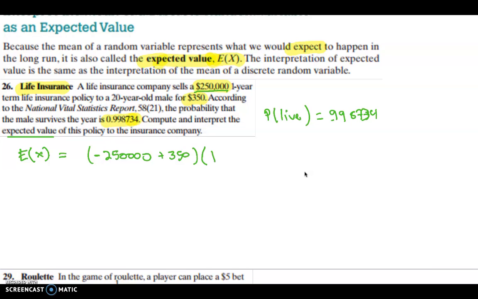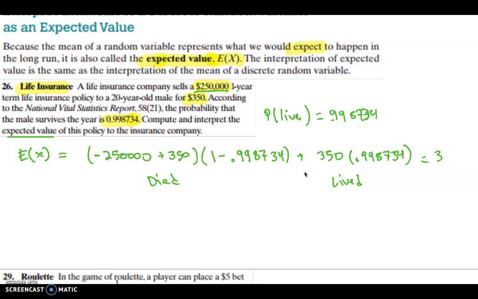Well, the probability that someone dies is going to be 1 minus the probability that a 20-year-old male lives. Okay, and so this is our x and our p of x for someone who dies. They have to pay out $249,650 at a very, very small probability. Plus now, the x is if they live, they pay $350 at a probability of 0.998734. Okay, and that's again for the people that live. So this is someone who died, and this is someone who lived.